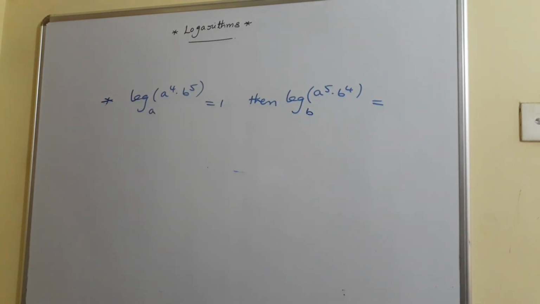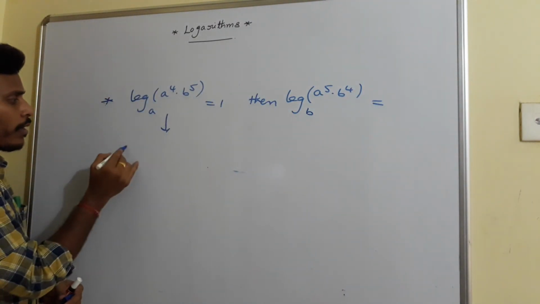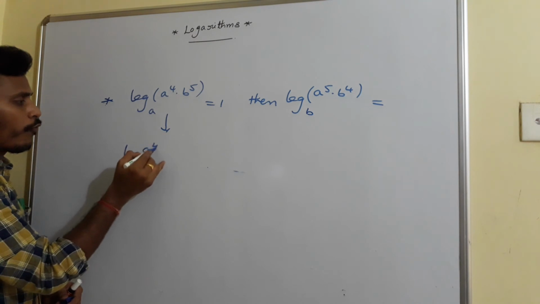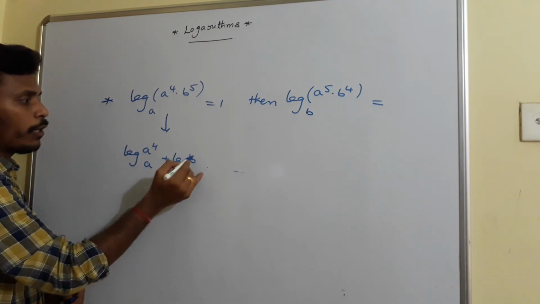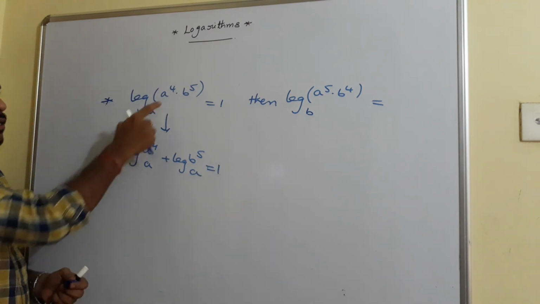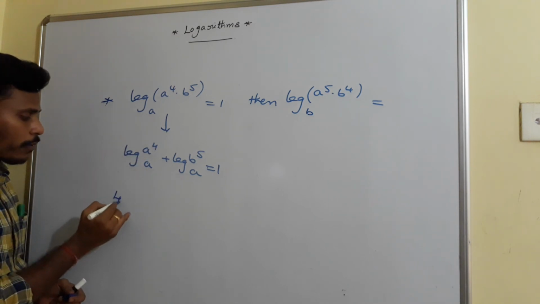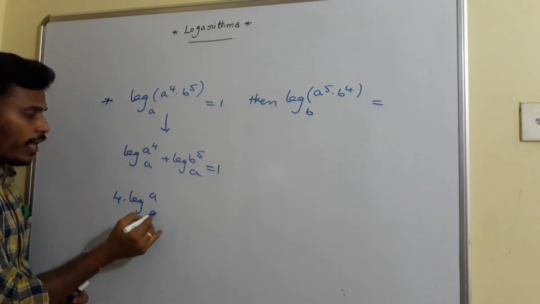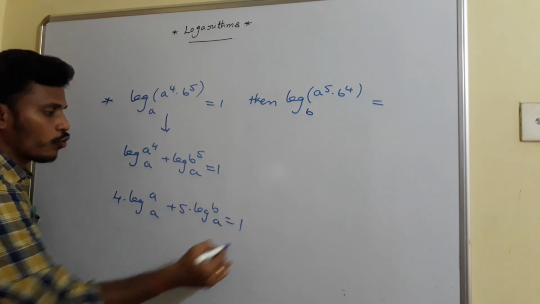Logarithm of the product is mentioned as the sum of the logarithms, right? So you just split it like this. Logarithm of A power 4 base A plus logarithm of B power 5 base A is equal to 1. Is it right? Since it is a product, you need to split it with base A. Now send this 4 out. It becomes like 4 into log A base A plus 5 into log B base A is equal to 1.